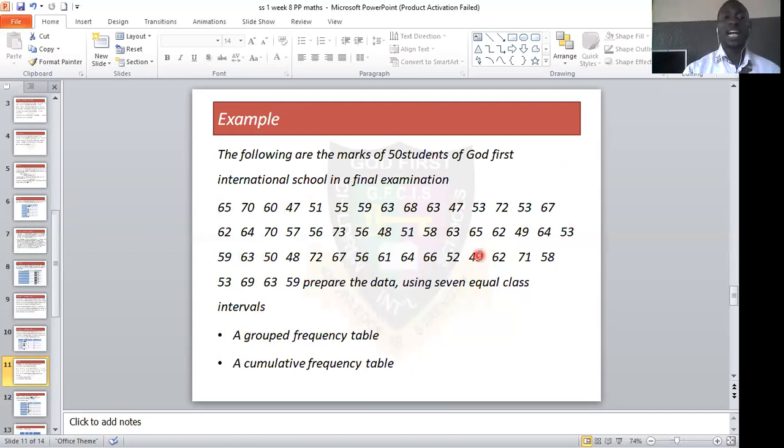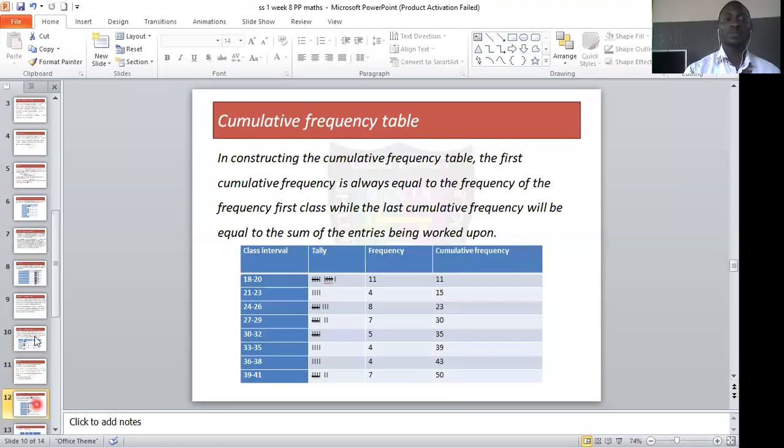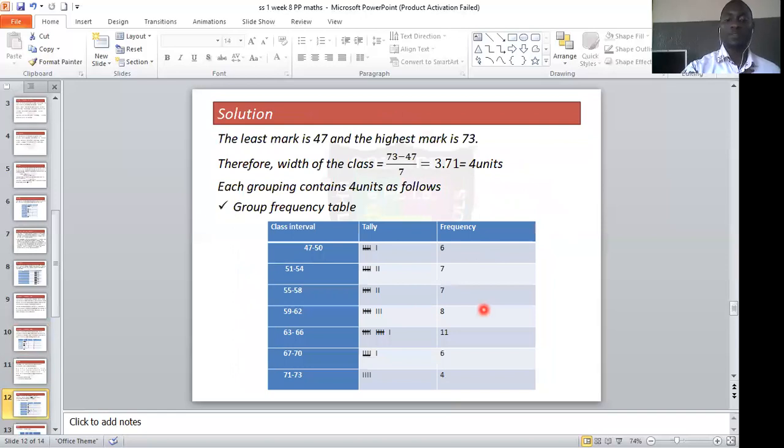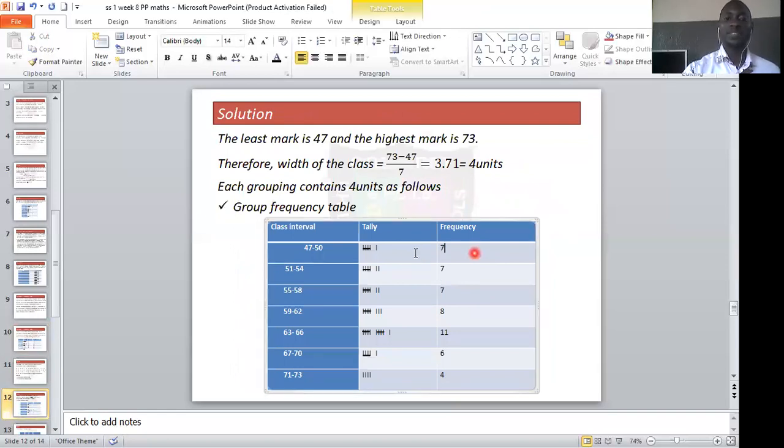47 to 50 is 7 and not 6. It's correct. So you have to look very, very well. Look at your frequency very, very well. It is 7 and not 6. So you have to be careful in looking at everything very, very well. Cross check before you make any decision.